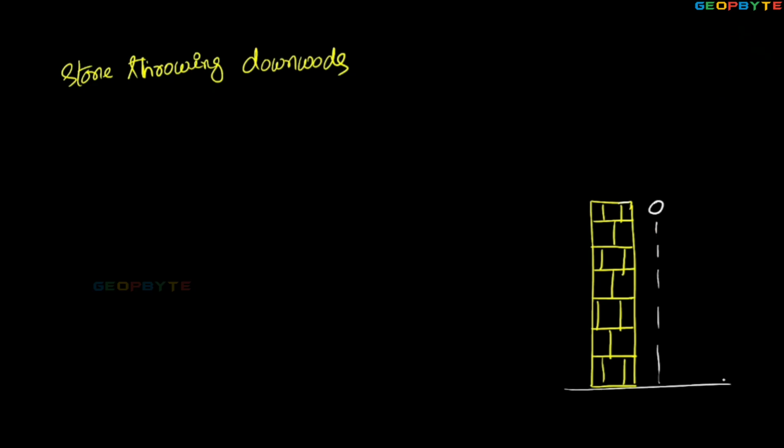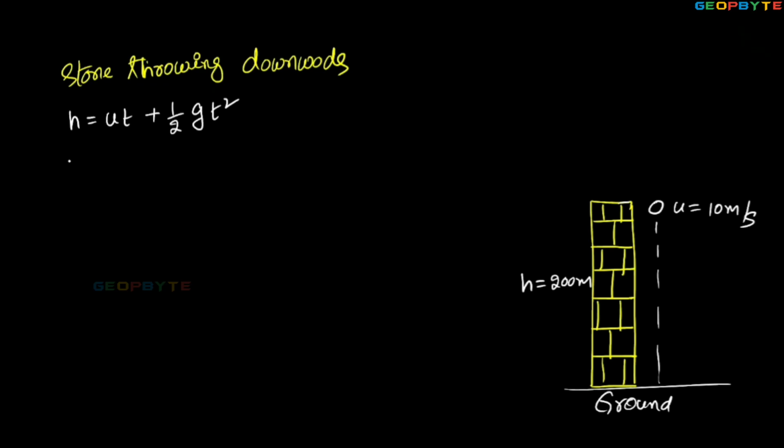Therefore, this is the ground level. The distance traveled by the ball is the height of the tower only, that is 200 meters. The velocity of the ball is, look at the velocity, 10 meter per second. Then again, h equal to ut plus half gt square. h equal to 200 meters.